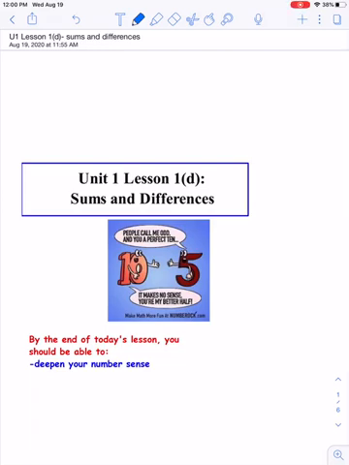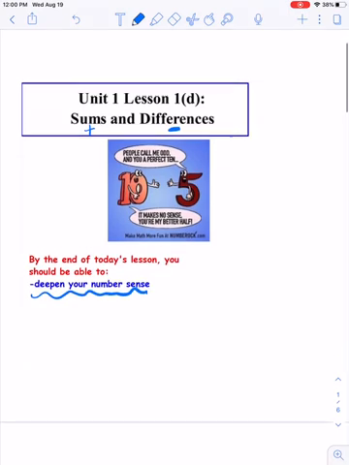Welcome everybody. We're going to start our final section of lesson 1, and today we're just going to talk a little bit about sums. Adding is sums and differences, which means subtraction. Really the big idea here is we just want to deepen our number sense today.